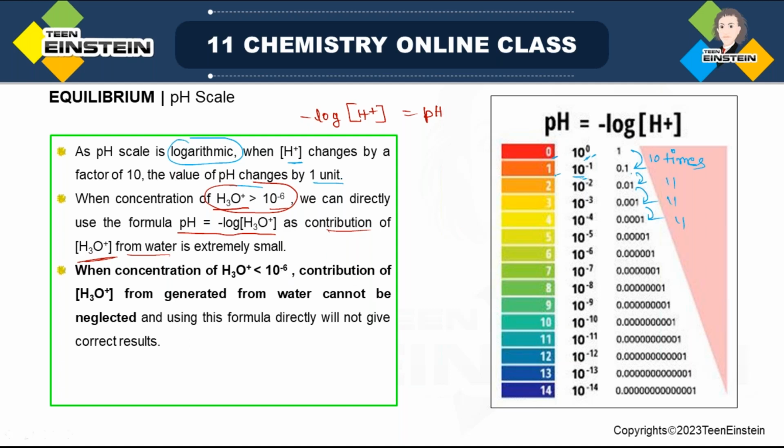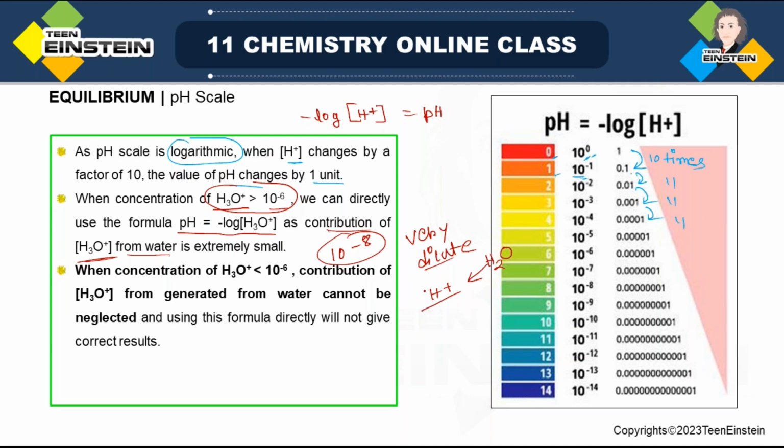So lesser than 10 to the power minus 6 means it may be 10 to the power minus 8, 10 to the power minus 9. So these are basically very dilute solutions. When it is a very dilute solution, suppose 10 to the power minus 8 molar HCl. Now very dilute means what? The contribution of H plus that you are getting from the water molecule, you cannot ignore it because it is a very, very dilute solution. Okay. Now if you use this formula, you will not get the correct result.